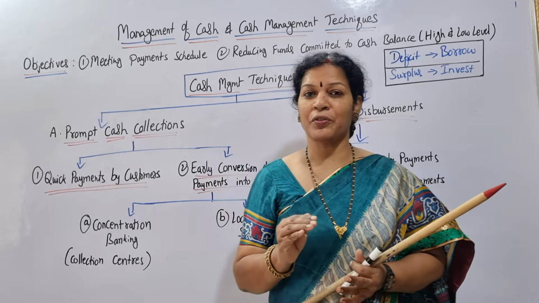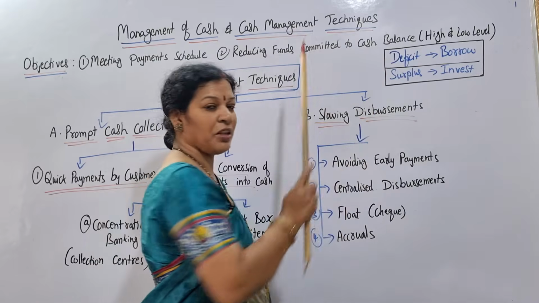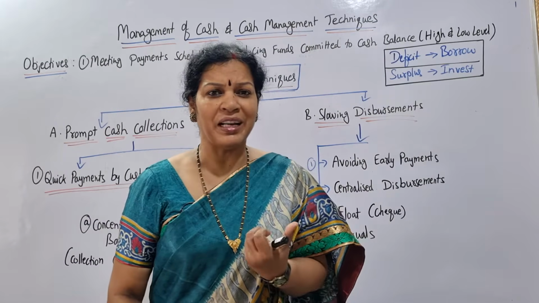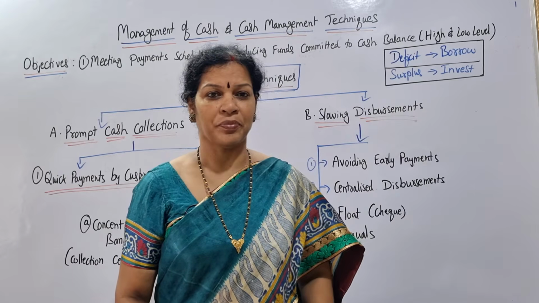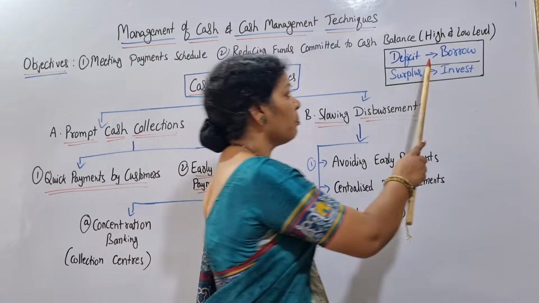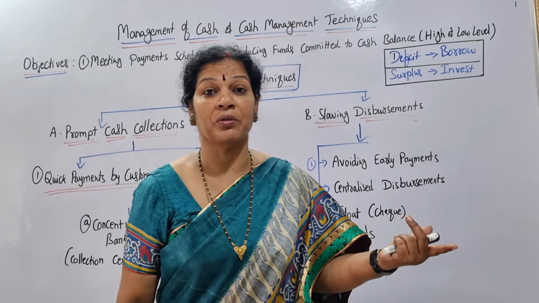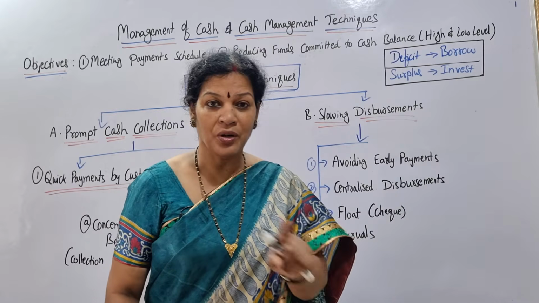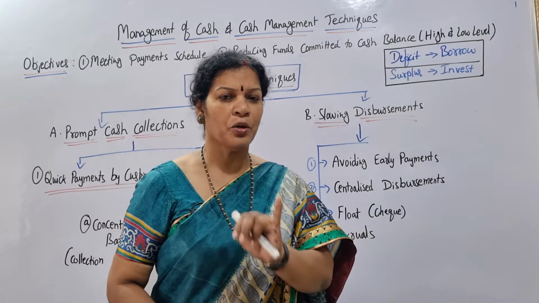For managing cash, you have to remember two things: deficit or surplus. If the company is having a deficit, cash is less, that's a deficit. When you have a deficit, what to do? Borrow. From where do we have to borrow? For how much time do we have to borrow? What is the interest to be paid? You must have an idea about all these things. If at all there is a deficit, what to do?